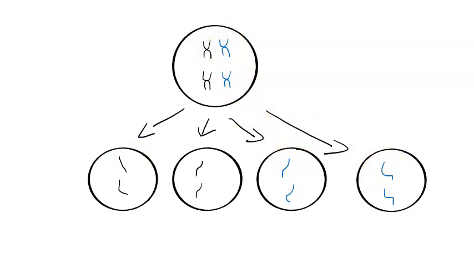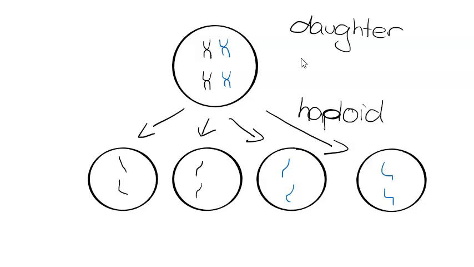And the daughter cells here, when we're talking about cell division, the cells that are produced from cell division are called daughter cells. They have half the number of chromosomes as the parent cell. So the daughter cells here are called haploid. And that means half the number of chromosomes as the parent cell. So this cell has got 4 chromosomes. These cells each have 2 chromosomes.